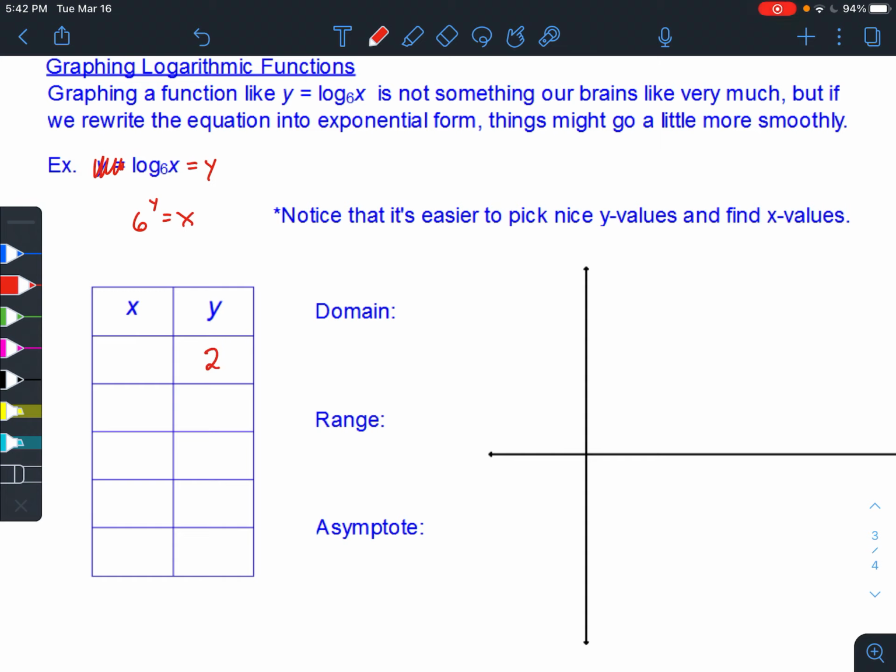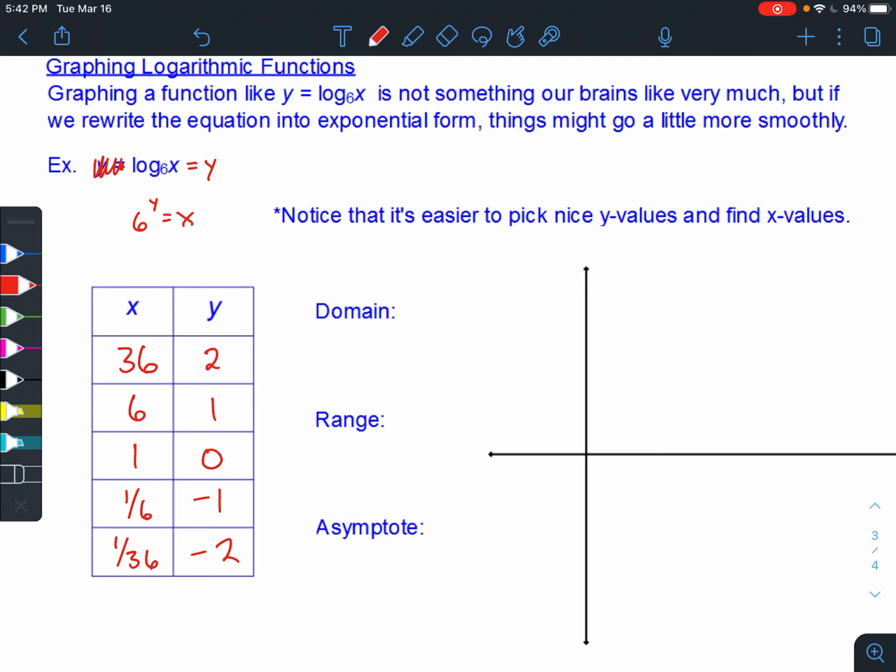So I can just take my y values in this case, pick 2, 1, 0, negative 1, negative 2, and then I can take various powers of 6, specifically 2 down to negative 2, and then I'm just simply calculating something like that instead of trying to solve some situation. So it's a lot easier to pick y's and figure out x's in a log scenario. All right, but anyway, let's run through that. 6 squared, of course, is going to give me a 36. Okay, 6 to the first gets me 6, 6 to the 0 is 1, 6 to the negative 1 is 1/6, and then 6 to the negative 2 gets me 1 over 36.